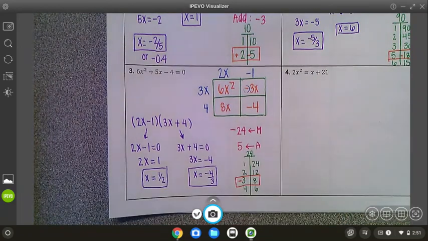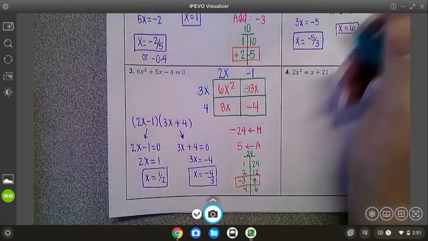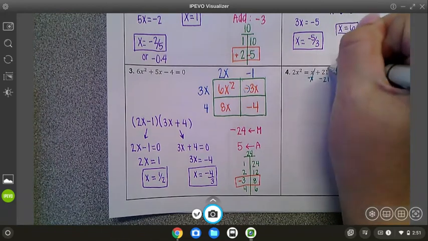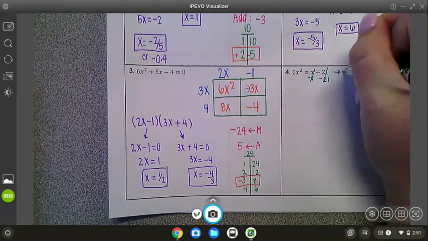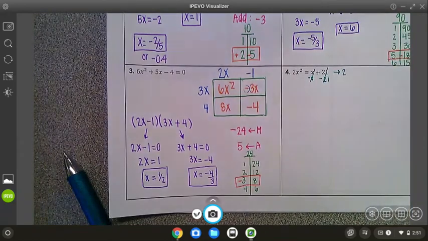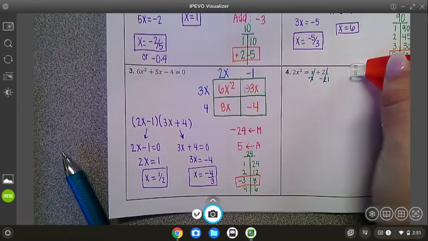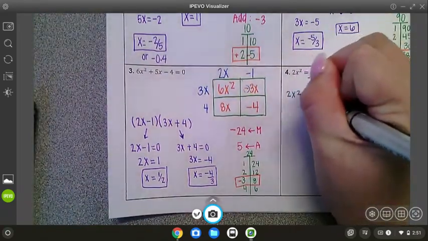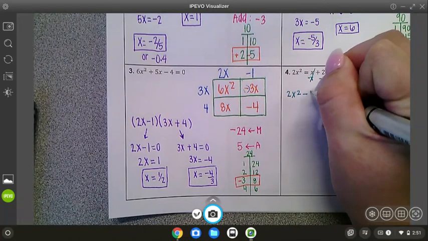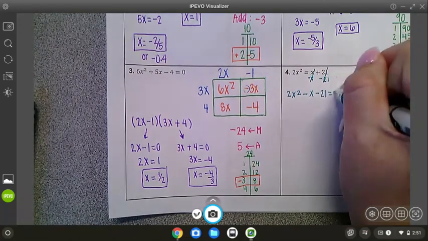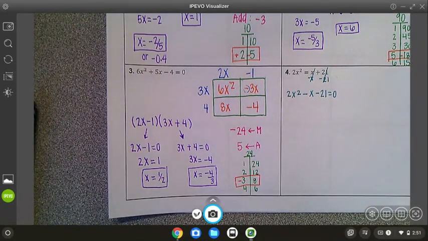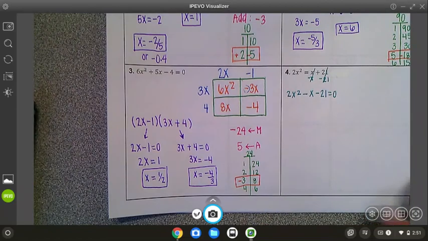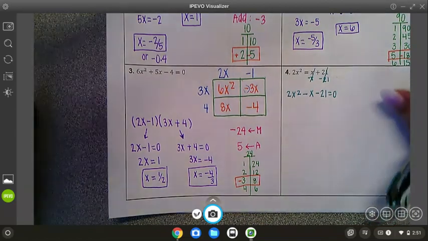Number 4, this one is not set equal to 0. So we need to subtract x and subtract 21. So we're going to get 2, actually let me write that below. It'll be 2x squared minus x minus 21 equals 0. So I would like for you to pause the video and try this one on your own.